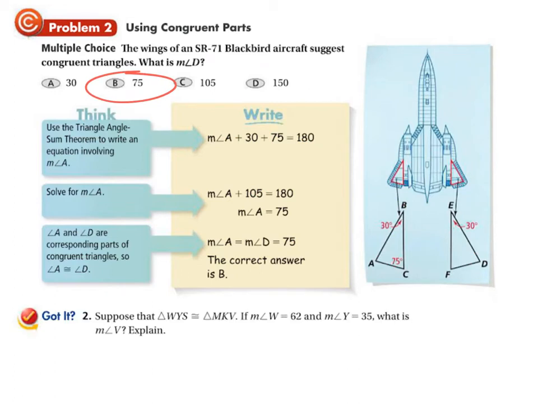Suppose that, and they just write these down, so you're going to have to sketch this. You're going to have to write these triangles down. Suppose that triangle WYS is congruent to triangle MKV. If you know the measure of angle W is 62 and the measure of angle Y is 35, what is the measure of angle V? And remember, you have this congruence statement right here, so you know which vertices go with which vertices on the other triangle. So sketch them out and see if you can sort this out.